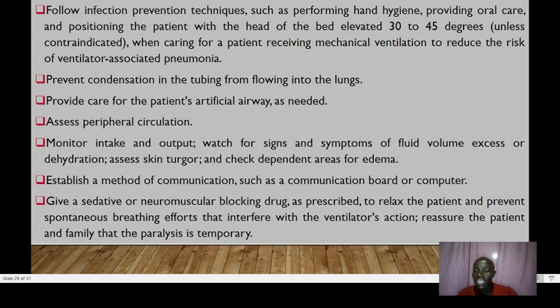Assessing peripheral circulation is also required. Then monitoring the input and output. You watch for the signs and symptoms of fluid volume excess or dehydration. Assess for skin turgor and check dependent areas for edema.